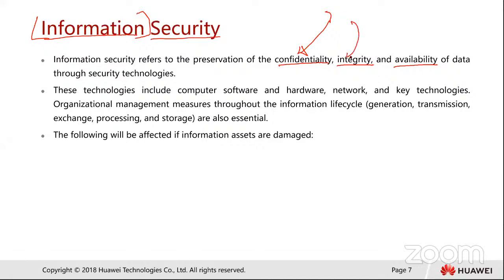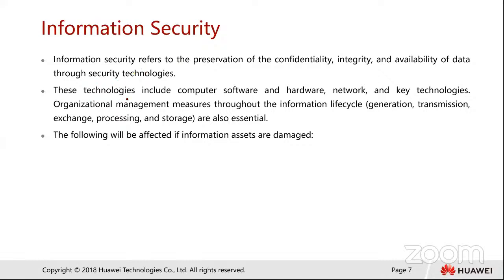Imagine if your information was tampered with and it's not true in its sense. You'd also not have meaningful information. Or imagine if you wanted to access your data, your information, and were unable to access it for one reason or another. I think you'd also still have issues. So we want to look at how we can preserve the confidentiality, the integrity, and the availability of our data through such security technologies.